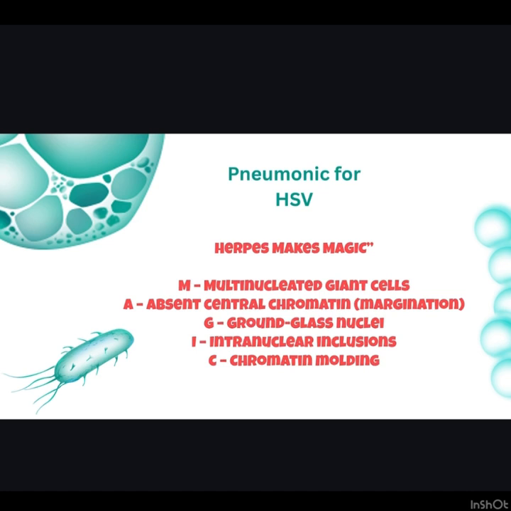So, here is a mnemonic for HSV, very important for routine histopathologists as well as for exam going students. The mnemonic for HSV is "herpes makes magic," where M stands for multinucleated giant cell, A is absent central chromatin, which also means chromatin margination, G is the ground glass nuclei, I is intranuclear inclusions, and C is chromatin molding.